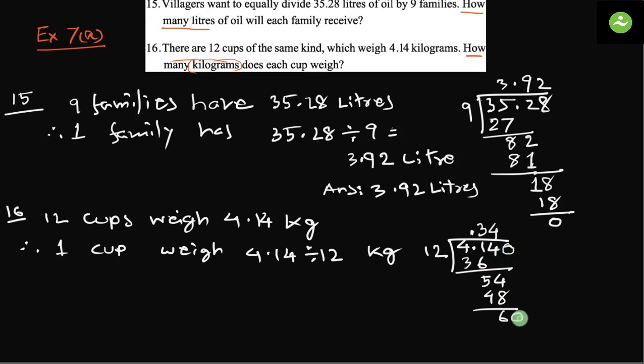So bring down this 0. This is now 60. 5 into 12, it is 60. Remainder is 0. The quotient is 0.345 kg. So the answer is 0.345 kg.